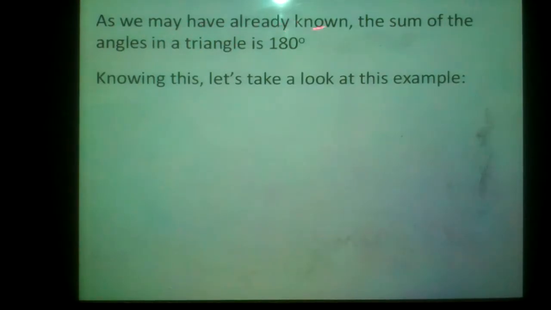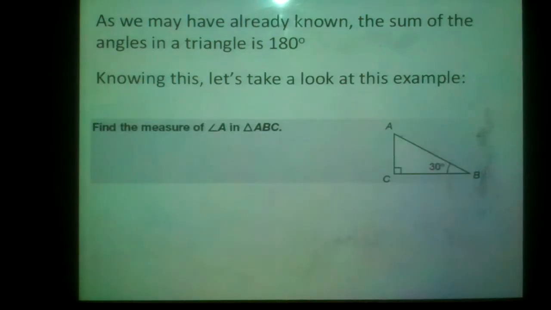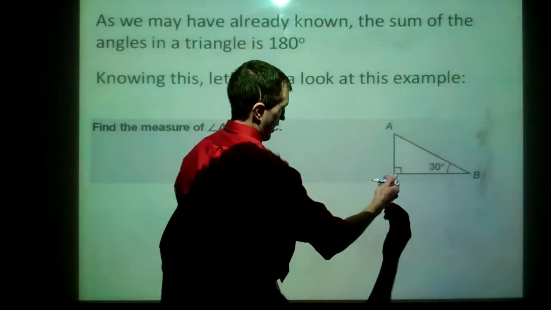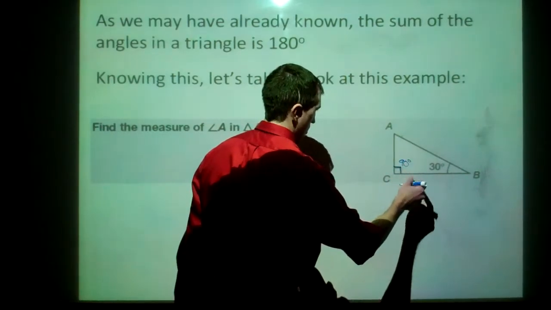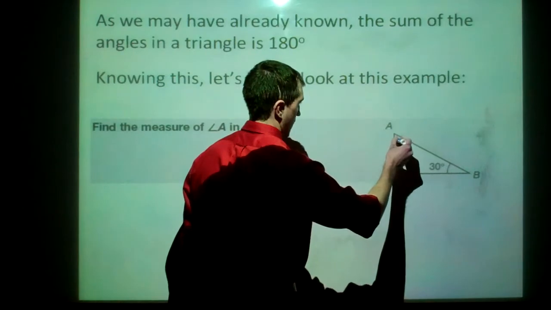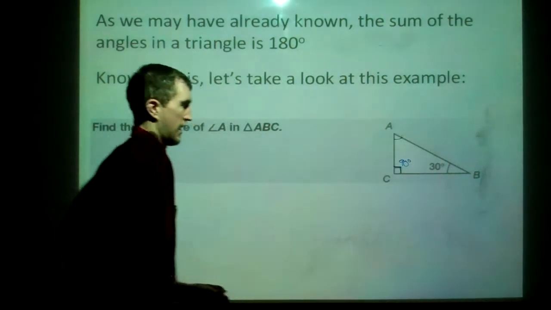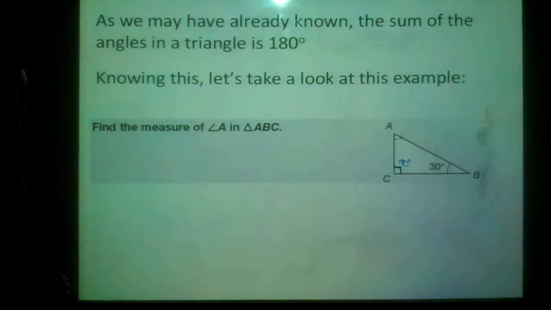A lot of us may already know that, but knowing this fact, that 3 angles add to 180 degrees, let's take a look at this example. Okay, so it wants us to find the measure of angle A in triangle ABC. So it looks like we've got a 90-degree angle here, a 30-degree angle here, and we're trying to figure out what that angle is going to be right there. We want to find angle A.